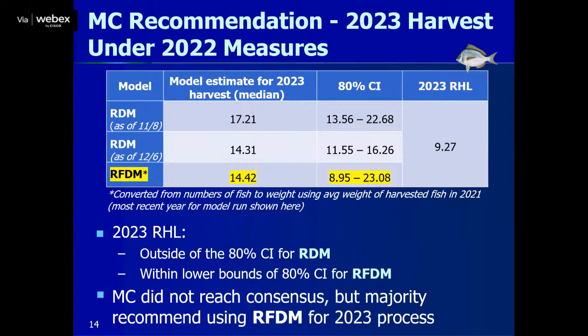This year, we are in a unique situation for Scup, where the confidence interval for one model, the RDM, suggests that the 2023 RHL is completely below or outside of that 80% confidence interval. And the monitoring committee recommended model, the RFDM, suggests the 2023 RHL is within the lower bounds of that confidence interval. Because of this situation, we'll go over the resulting percent change under both of these models. I'd also like to note that the monitoring committee did not reach consensus on the preferred model choice for 2023 for Scup, but the majority did recommend the RFDM as indicated on that previous slide.